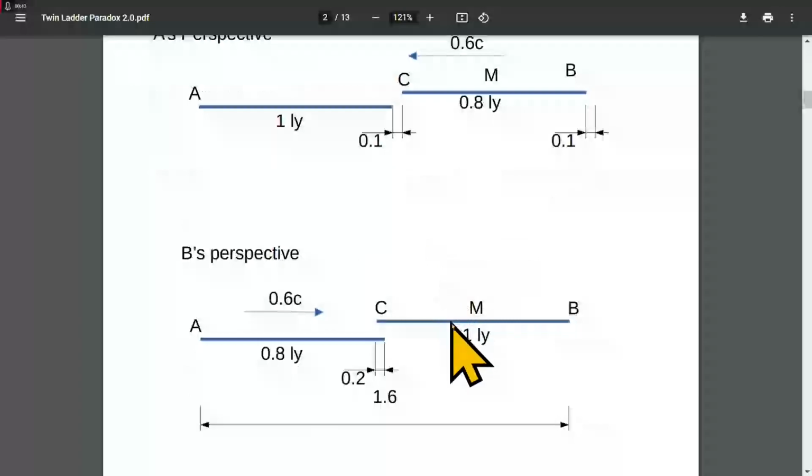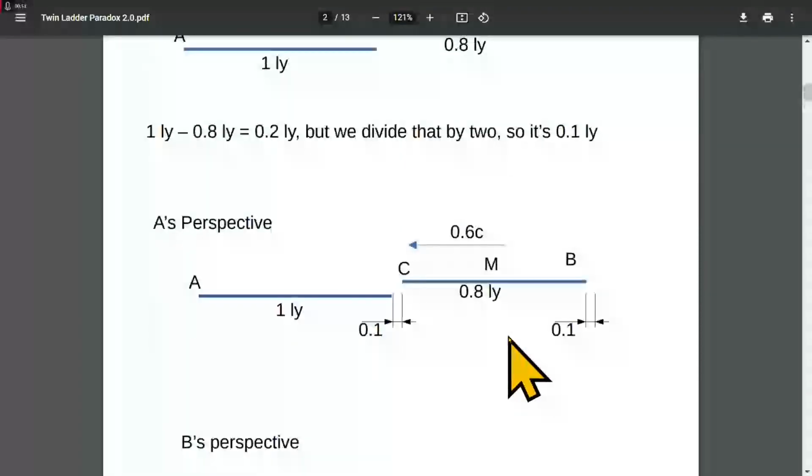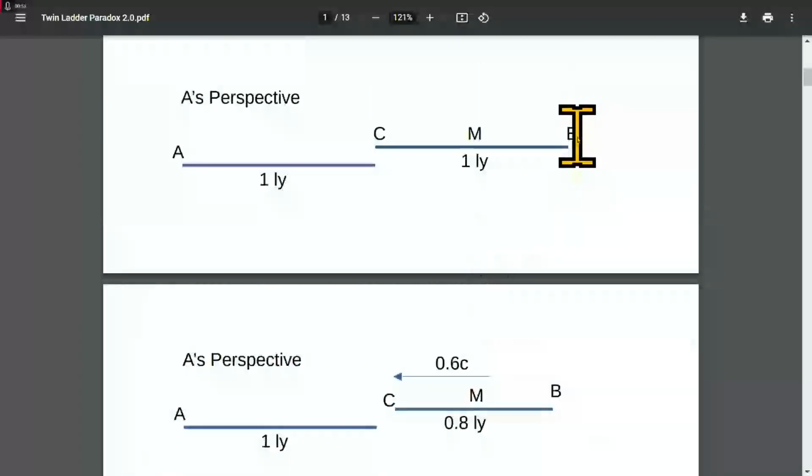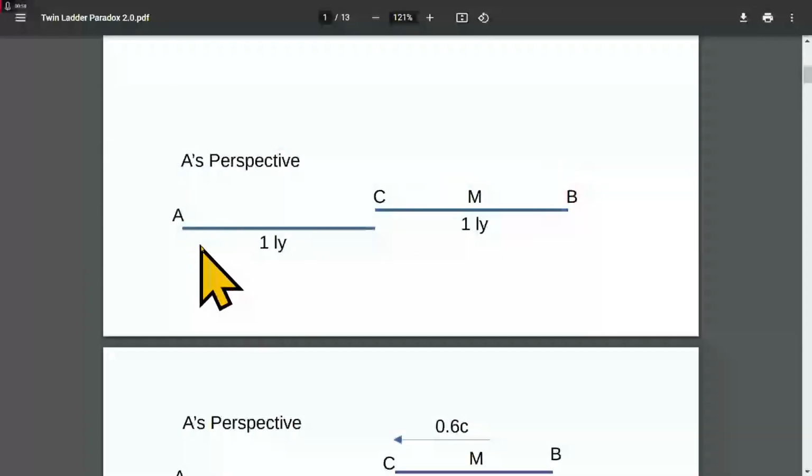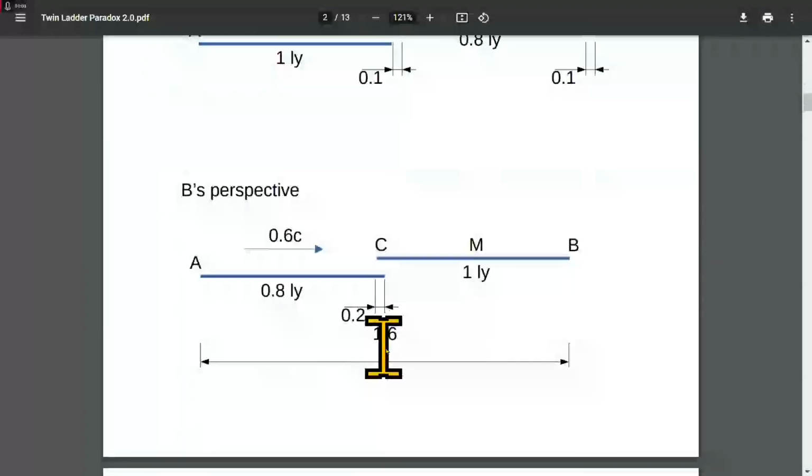Well, it's very simple math to calculate, right? So, the leftmost side of A is 2 light years away from B. We know that, right? So from B to A, this whole distance is 2 light years. So, when B starts to move, this 2 light year distance contracts down to 1.6 light years. Very simple math. Now, what is the distance here? Well, it's very straightforward. B will see A's distance as being 0.8 light years.